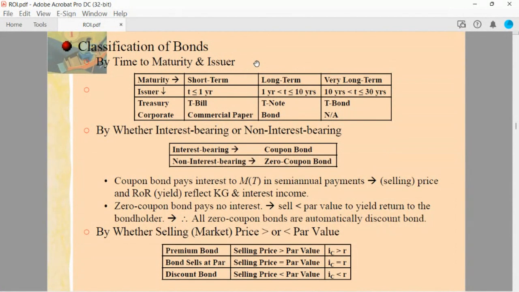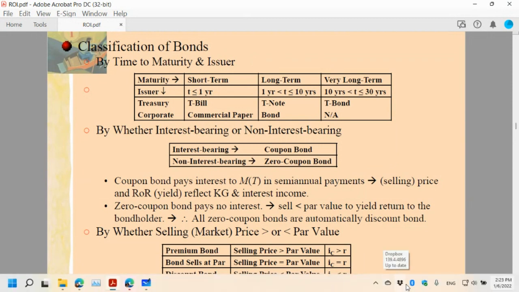Bonds can also be classified by whether they pay interest or not. There's an interest-bearing bond, which is called a coupon bond. Coupon is the interest they pay on the bond. If they don't pay any interest, it's called a zero coupon bond. And think about it. I told you.